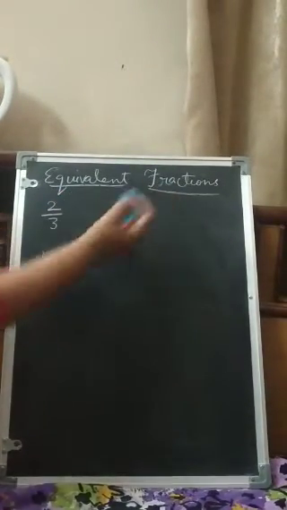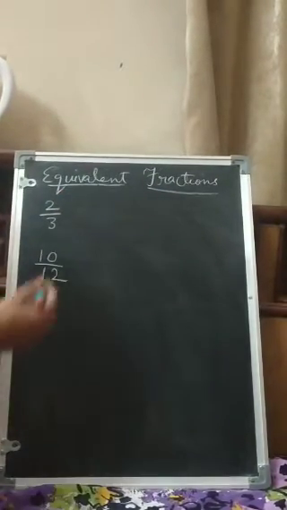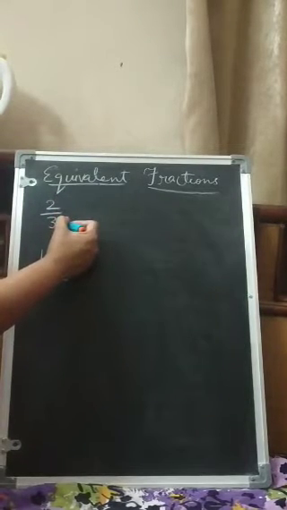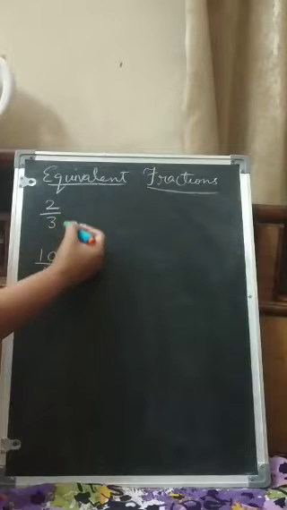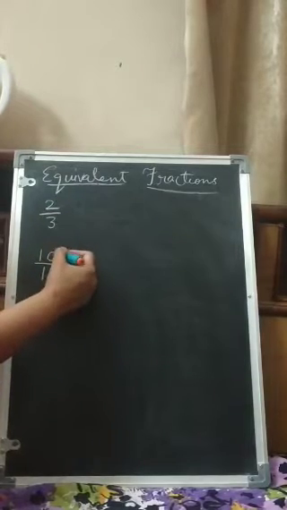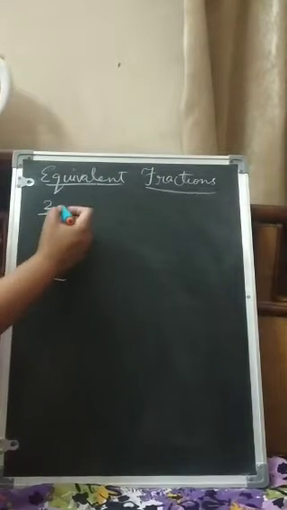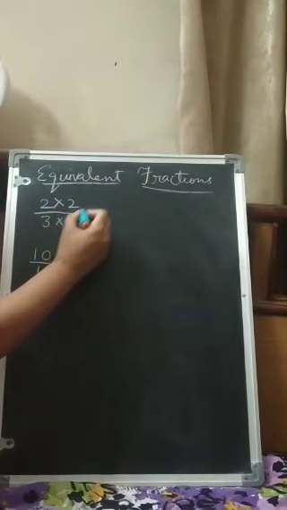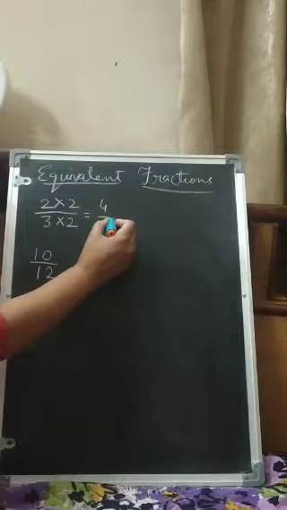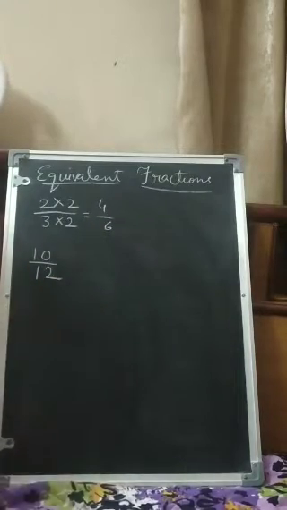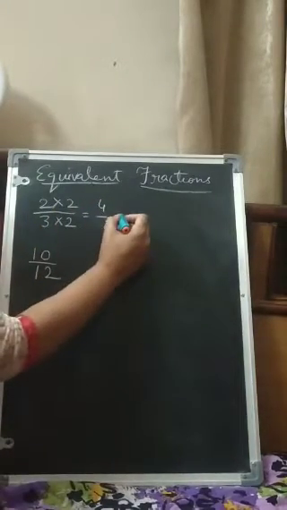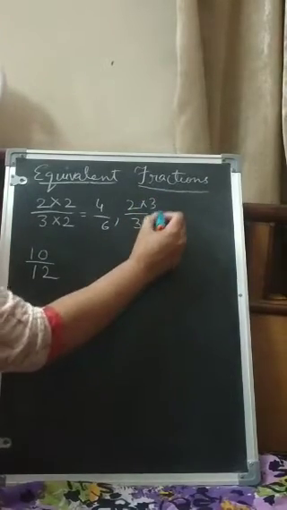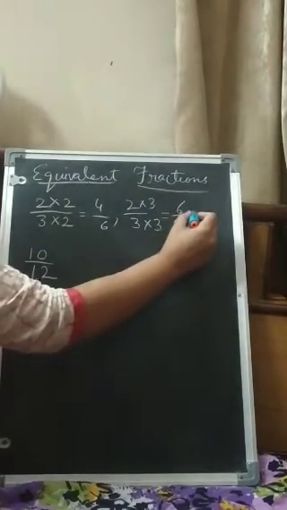Now equivalent fractions. So what are equivalent fractions? When we multiply numerator and denominator with the same number, or we can divide numerator and denominator by the same number. How? You can see, if we multiply with 2, what will we get? 4 over 6. Like this way, we can multiply with 3. So it can go on.